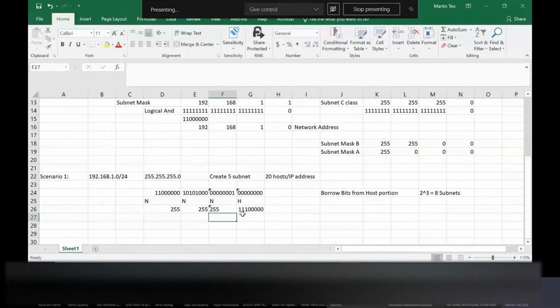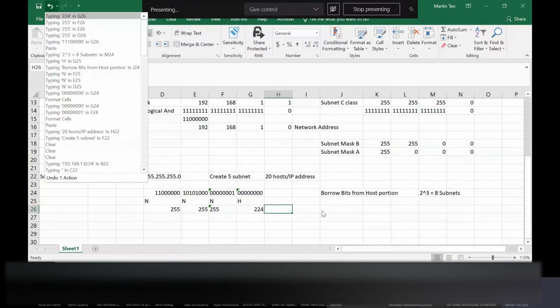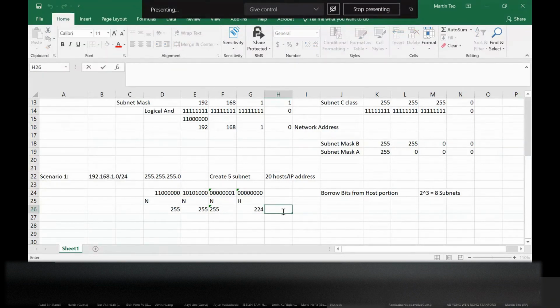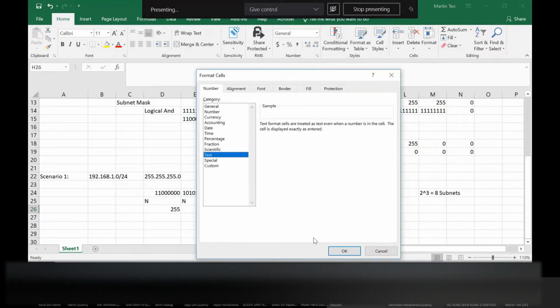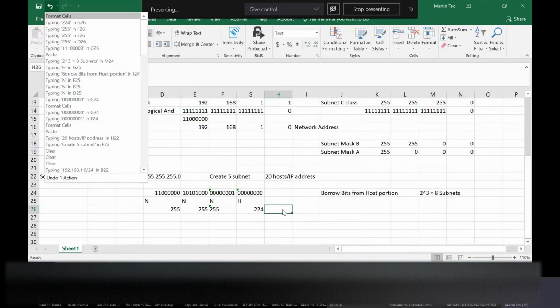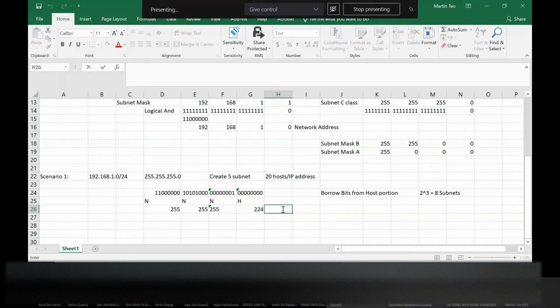255.255.255. Okay, 111 is 224. Okay, 128 plus 64 plus 32, if I'm not wrong, is 224. Okay, so this will be the new subnet mask if I borrow the bits. Okay, I borrow 3 bits, and if I write in slash notation, it will be /27. All right, this will be the new subnet mask.